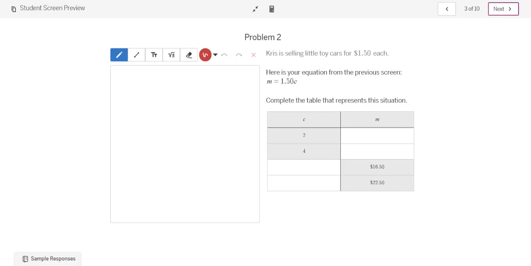It says here's your equation from the previous screen. And so if there's two cars, you're going to earn $3. Four cars is $6. And 15 cars would be, 10, 11... And 22.50 would be at $1.50, 15.